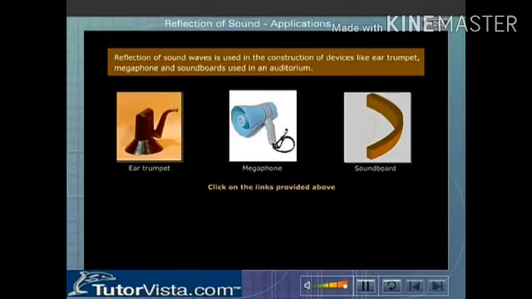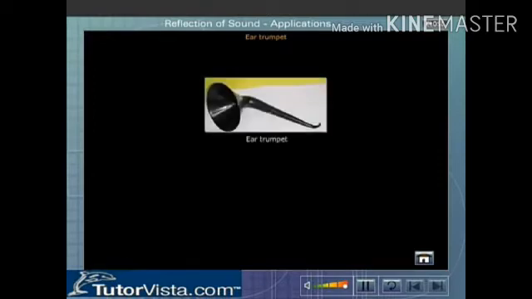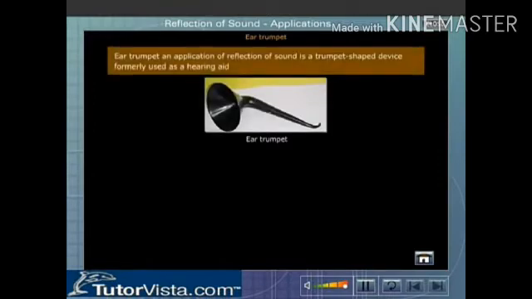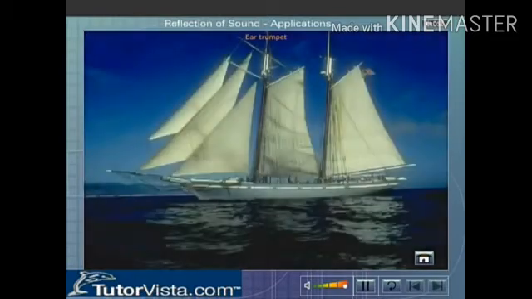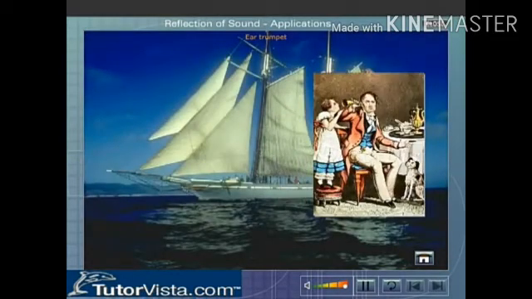Air trumpet. Air trumpet is an application of reflection of sound device. It was formerly used as a hearing aid for those who have difficulty in hearing. It was first used by sailors to communicate over long distances, then later used as a hearing aid.